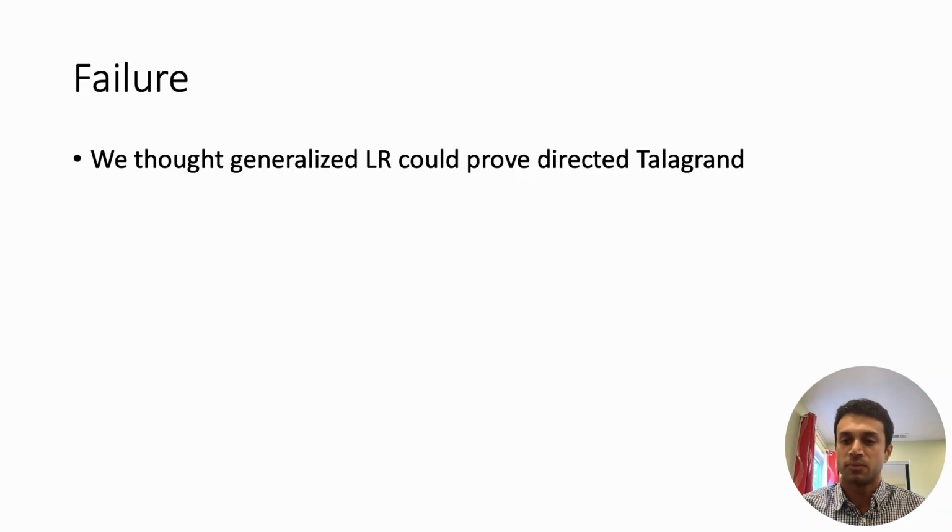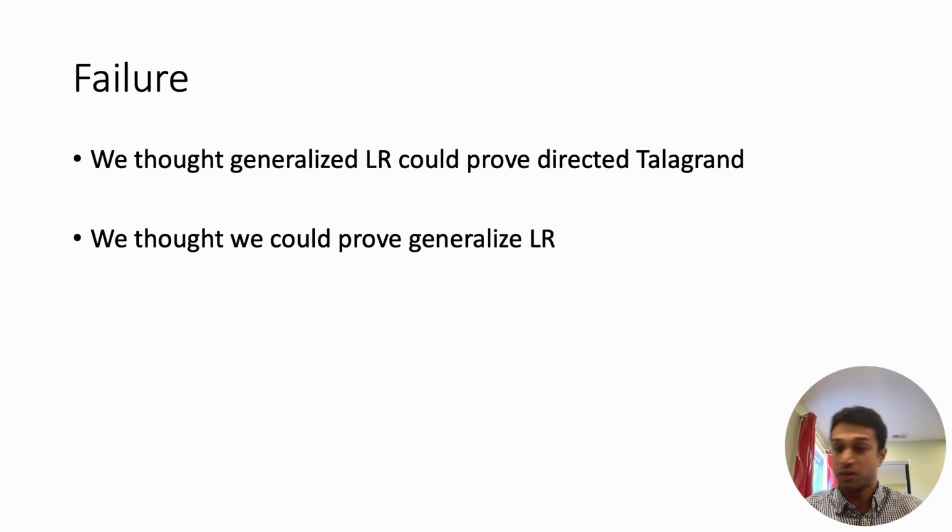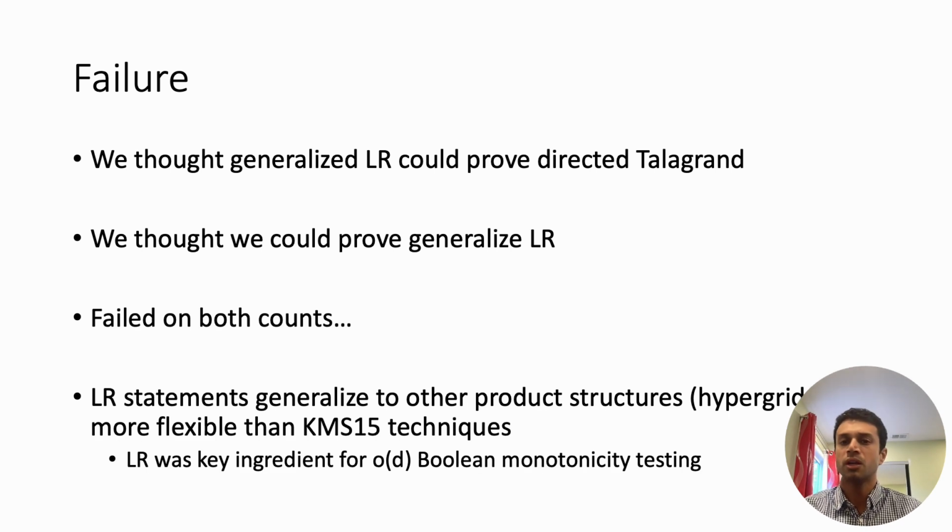And so we believed that the generalized Lehman-Ron theorem could prove that routing statement. So there are connections between the generalized Lehman-Ron theorem and the routing statement. We thought we could prove it. We couldn't. We thought we could prove the generalized Lehman-Ron theorem. We couldn't do that either. And we could only prove it for R equal to 2. One of the reasons to look into this is that the Lehman-Ron statements generalize to richer product structures, which are hypergrids, beyond the directed Talagrand approaches of Khot, Minzer, and Safra.